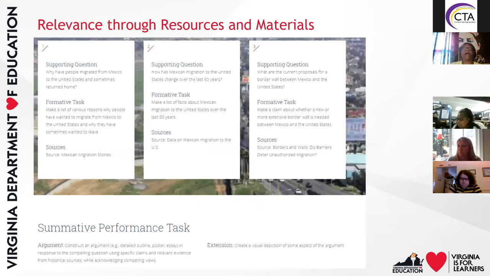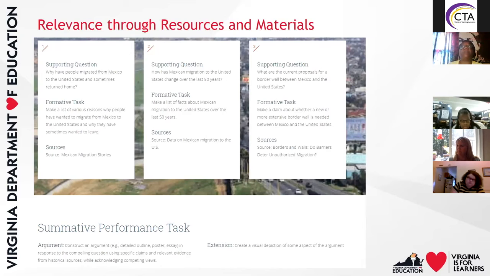This is an example of the supporting questions and the type of tasks that you would see with an inquiry design. As you can see with that first one, there's a question, and then students are making a list based on the source. So the sources are various Mexican migration stories, and students are just making a list of various reasons why people have wanted to migrate from Mexico to the United States, and why they have sometimes wanted to leave. They're just making a list, but it's going to the bigger question about putting up a border wall.